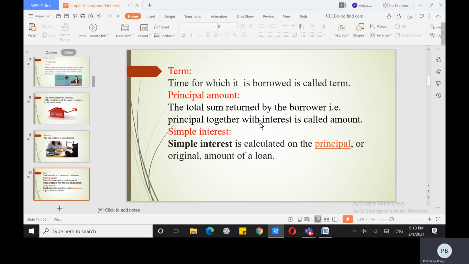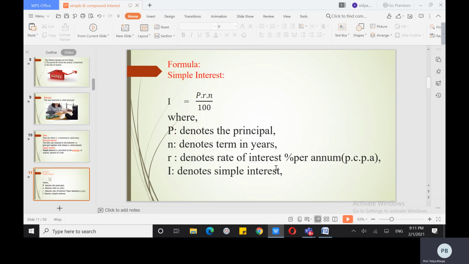Now, simple interest means what? Simple interest is calculated on the principal or original amount of the loan. It means we have to calculate simple interest on the principal amount or original amount, which we take as a loan from other institutions. Now go to the formula for simple interest.